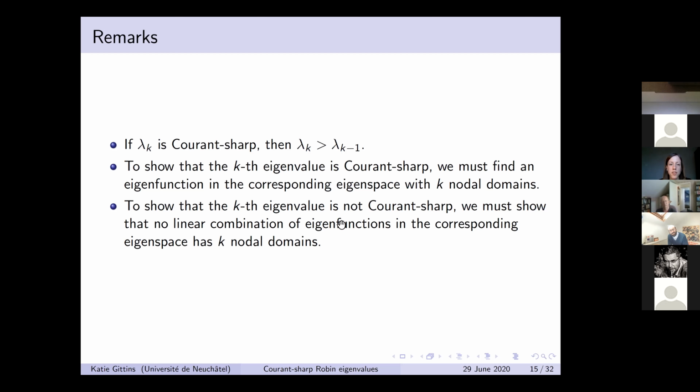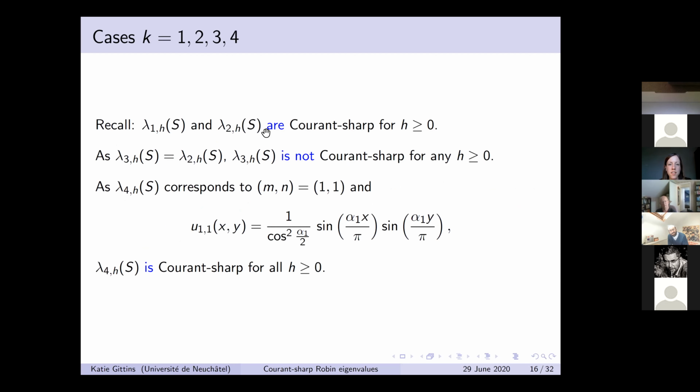Okay, which ones are Courant-sharp? So we knew, of course, that the first and second are Courant-sharp for h positive. The third one isn't, because it's equal to the second one, and as we said, to be Courant-sharp, it has to be larger than the lower one in the sequence. And the fourth one corresponds always to the pair (1,1) for any h, and so it is Courant-sharp because we have the nodal lines x is 0, y is 0, giving us a splitting into 4 squares.